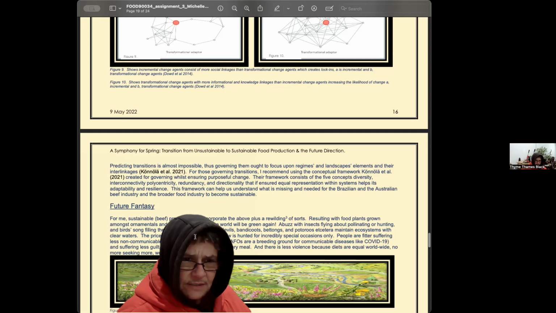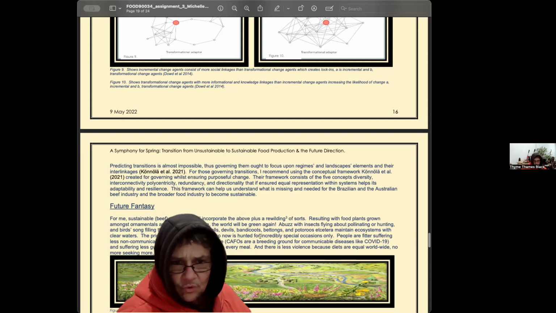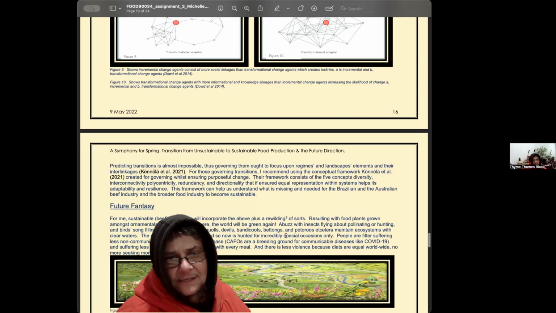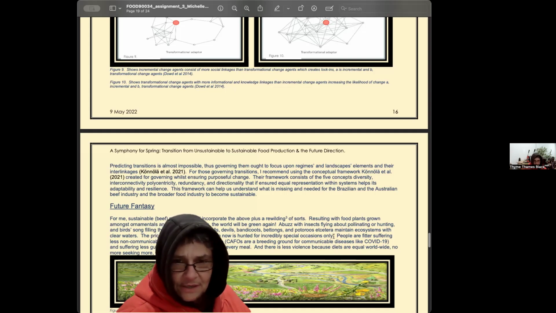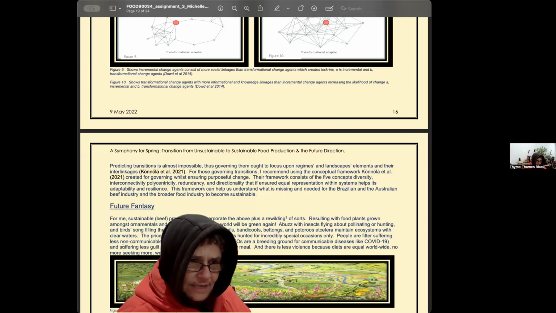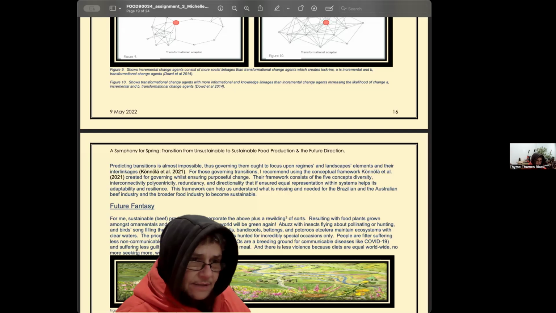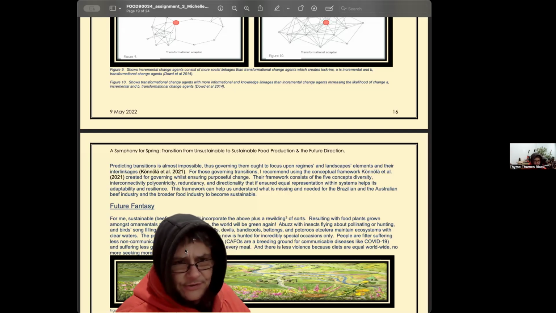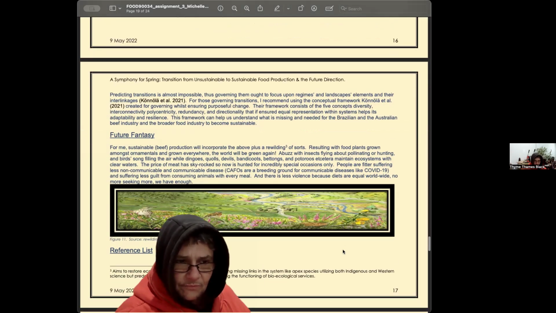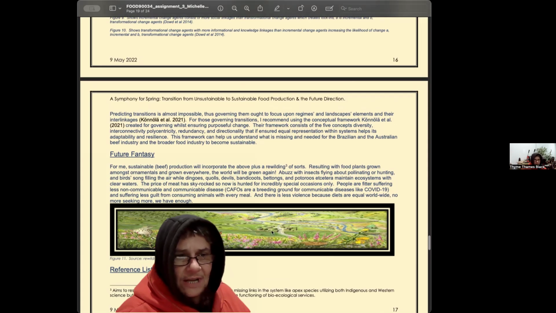The price of meat has skyrocketed, so now it is hunted for incredibly special occasions only. People are fitter, suffering less non-communicable and communicable diseases. CAFOs are a breeding ground for communicable diseases like COVID-19, and people suffer less guilt from consuming animals with every meal. And there is less violence because diets are equal worldwide. No more seeking more, we have enough. And that's the ideal picture, mind.